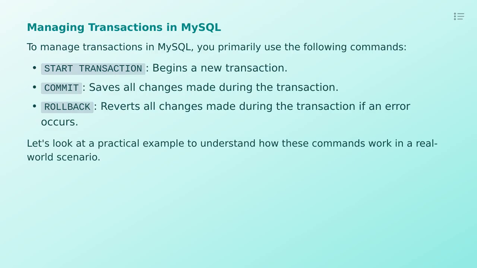Now, managing transactions in MySQL. To manage transactions in MySQL, you primarily use the following commands. First, start transaction begins a new transaction. Also, commit saves all changes made during the transaction. Finally, rollback reverts all changes made during the transaction if an error occurs. Let's look at a practical example to understand how these commands work in a real-world scenario.